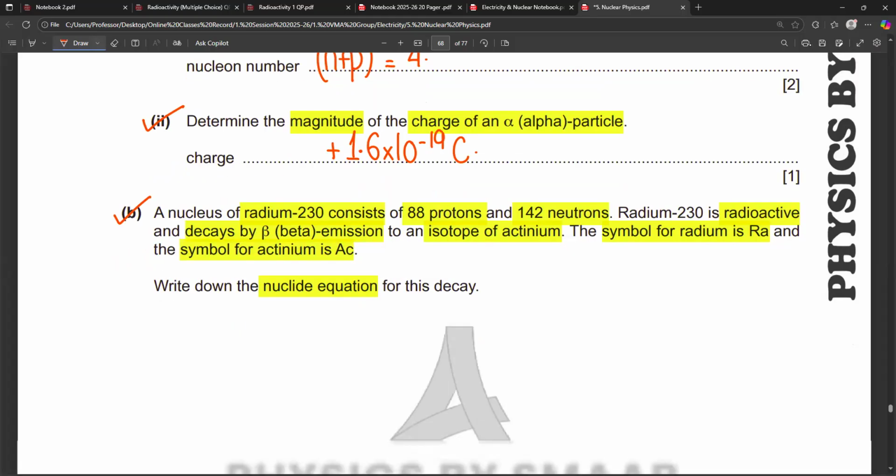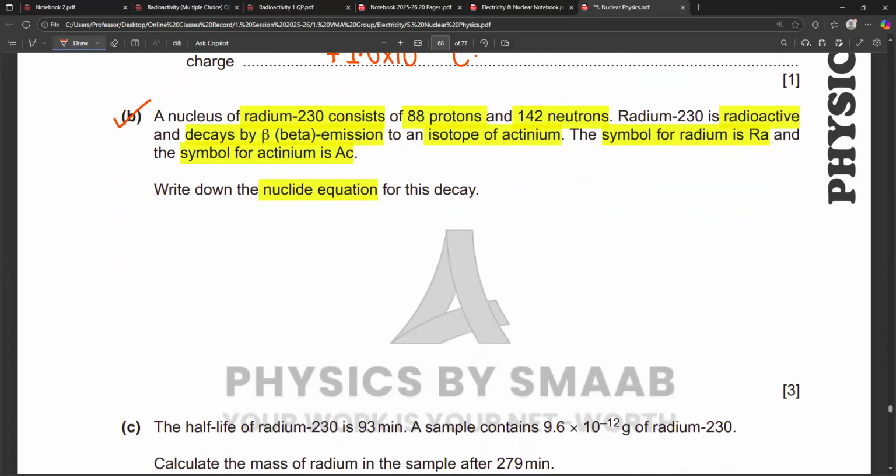Now in the B part of the question, we have to write down the equation. So the starting element is radium-230 consisting of 88 protons, 142 neutrons. So in the start we have radium, 88 protons and 230 nucleons, and it decays by a beta emission.